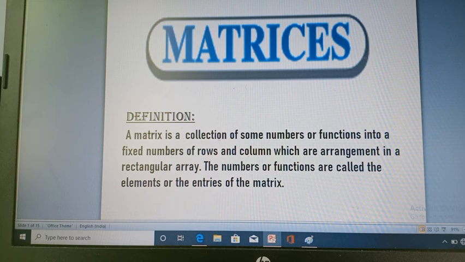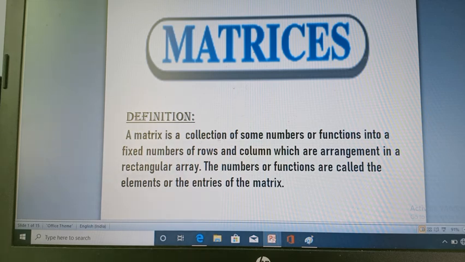In this video lecture I am going to start the third chapter, which is matrices. First I'll tell you the definition of a matrix. A matrix is a collection of some numbers or functions arranged into a fixed number of rows and columns in a rectangular array. The numbers or functions are called the entries of the matrix.